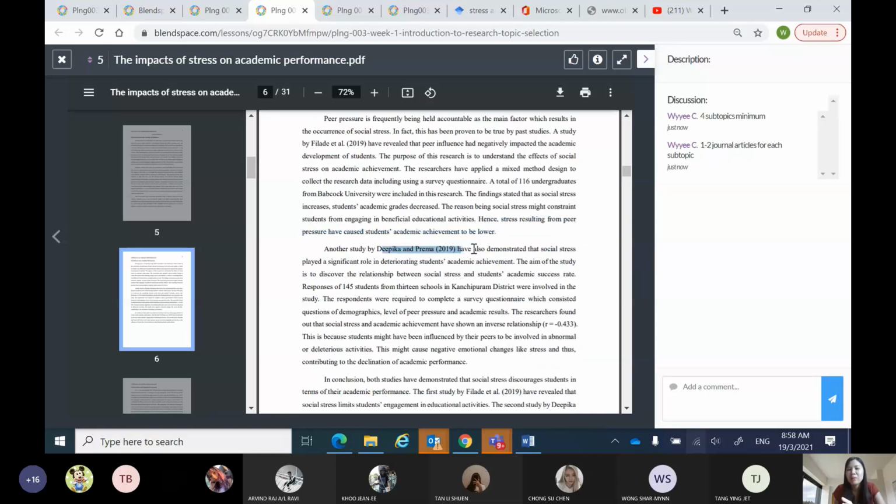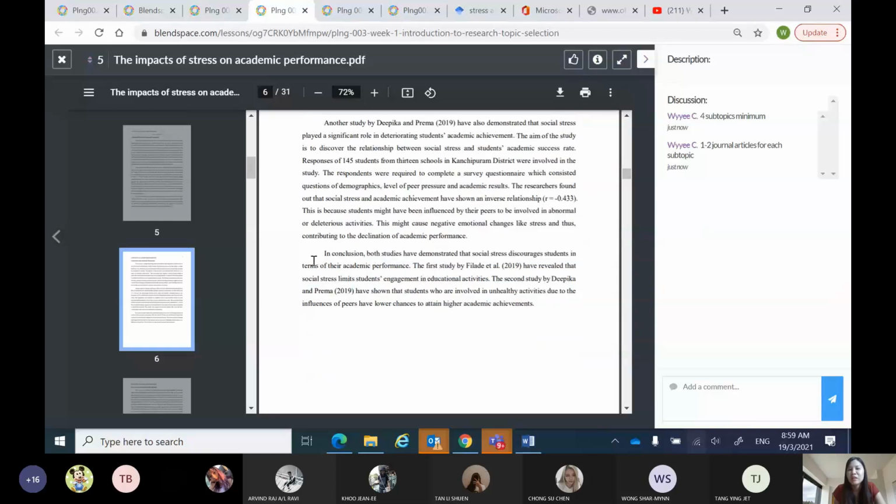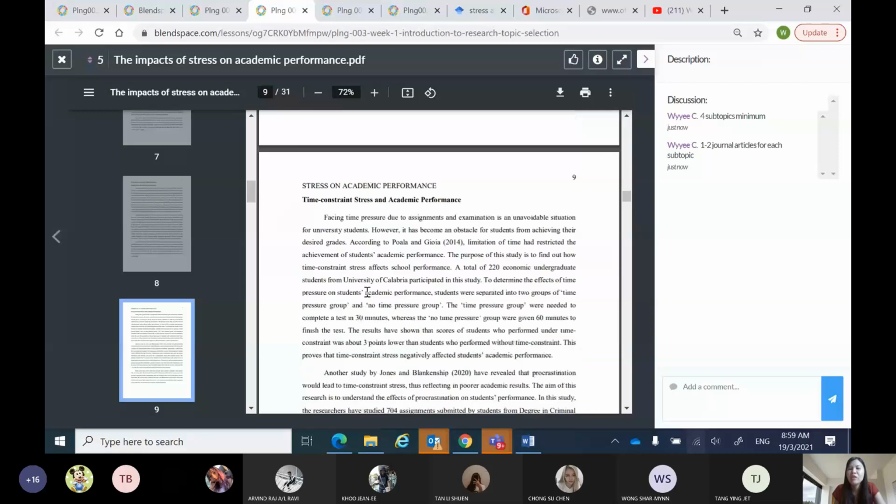Same here, Deepika and Prema: the aim, the purpose; respondents were required to complete a survey questionnaire, the methodology; and then the findings. The researchers found out that social stress, and then the concluding sentence, and then the analysis. The same for every subtopic.